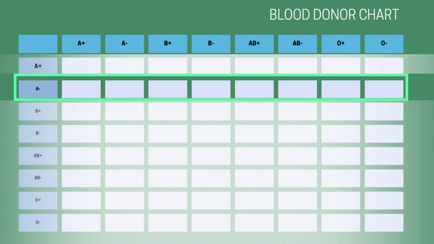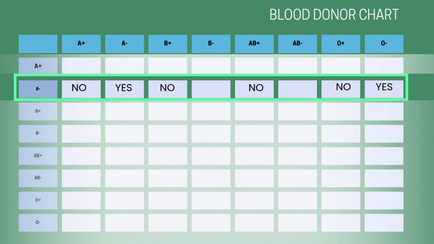Now let's take a look at an A negative patient and see which blood types are safe for them to receive. Since this patient is A negative, their red blood cells have the A antigen but do not have the Rh antigen. That means they can safely receive blood from an A negative donor, no problem there. They can also receive blood from an O negative donor, since O negative blood has neither A, B, nor Rh antigens. So there's nothing foreign for the patient's immune system to react to. However, an A negative patient cannot receive blood from any donor that is Rh positive, even if it's A positive or O positive, because their immune system could recognize the Rh antigen as foreign and mount a reaction.